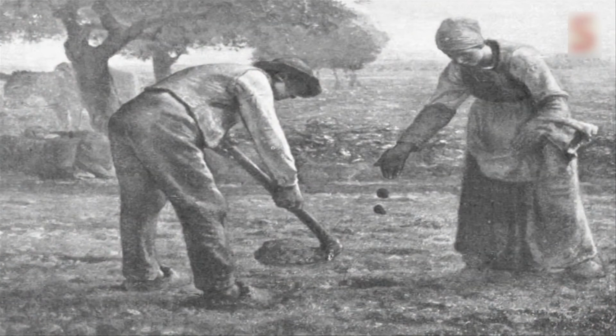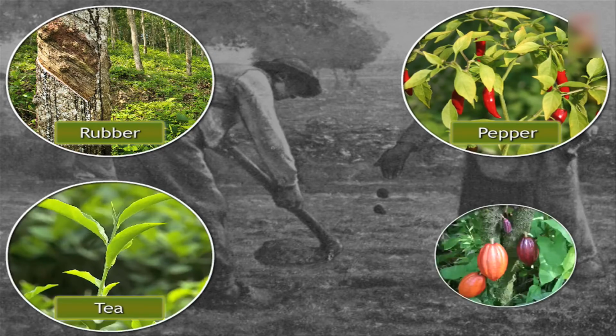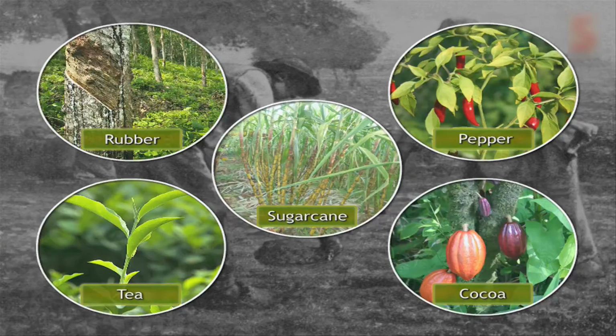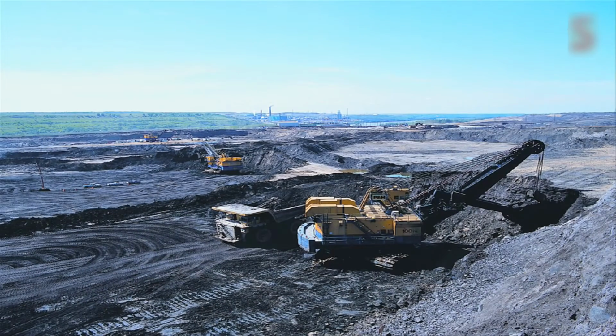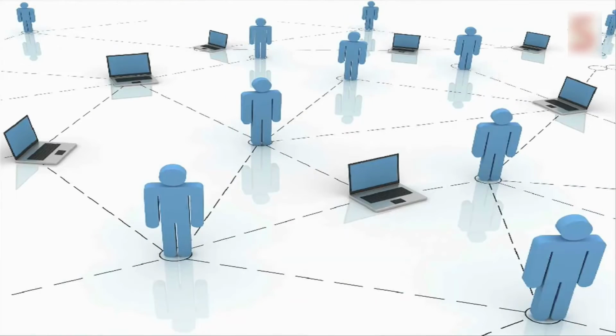The government finally ended the system of forced delivery of produce in 1870. They started working themselves to generate funds. Good for them. Dutch planters started investing in single crop plantations like rubber, pepper, tea, cocoa and sugarcane. They also invested in mining natural resources, transport and communication services.